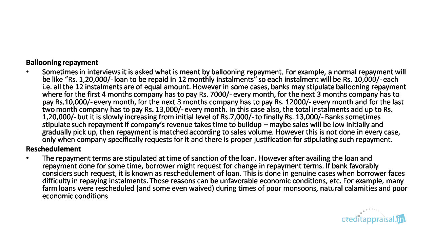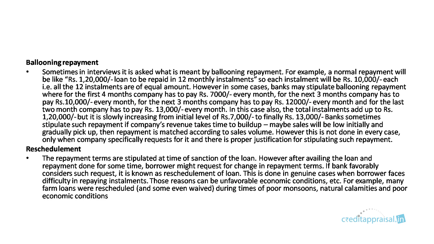However, in some cases, banks stipulate ballooning repayment. It's like for the first 4 months, the company has to pay 7,000 every month. For the next 3 months, the company has to pay 10,000. Then for the next 3 months, 12,000. And for the last 2 months, 13,000. In this case also, if you add up all the installments, they come up to the same amount, 1,20,000. But it is slowly increasing. Initially, the installment is 7,000 for some months. Then towards the end, it is 13,000.